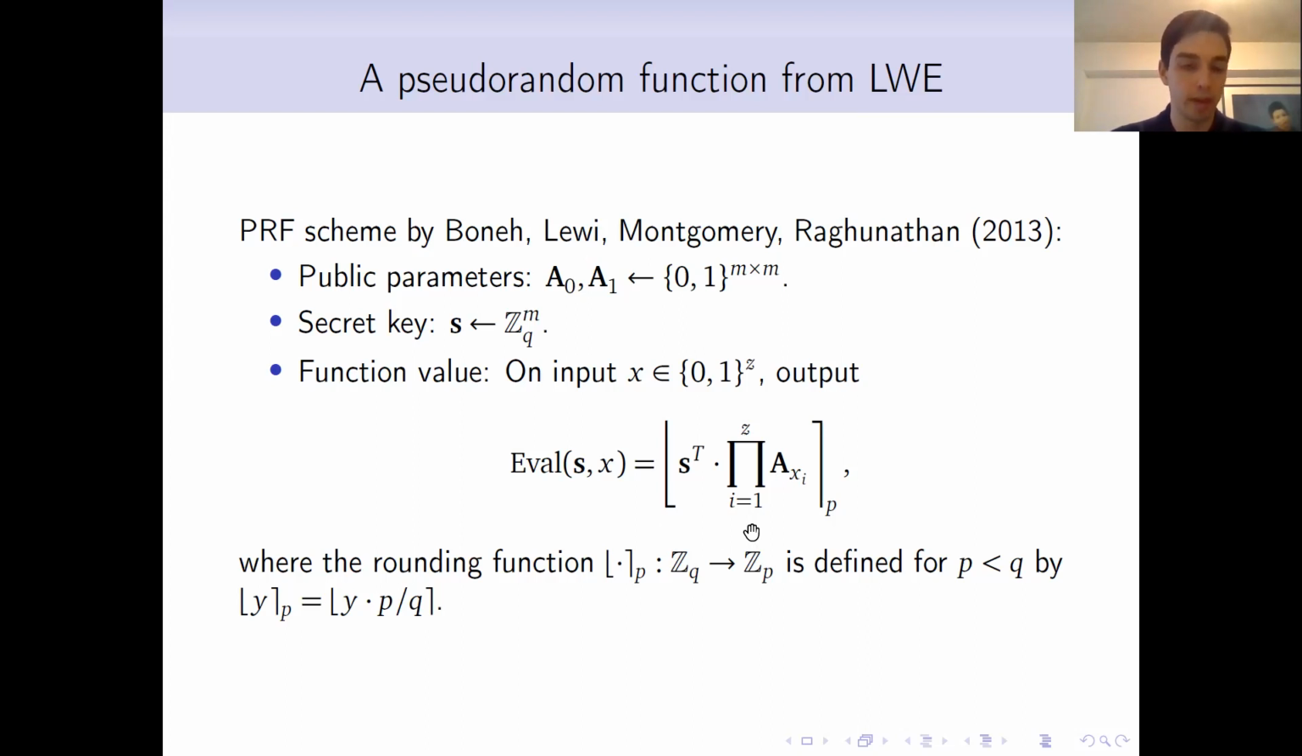Observe that when we have two values that are very close and we round them, then we obtain the same result, at least with very high probability.